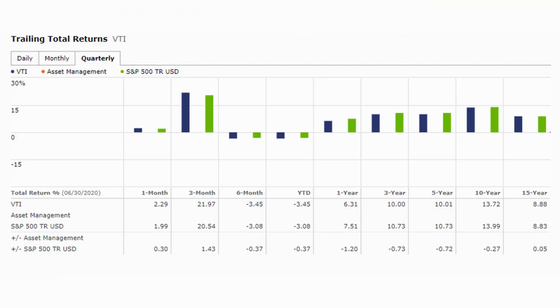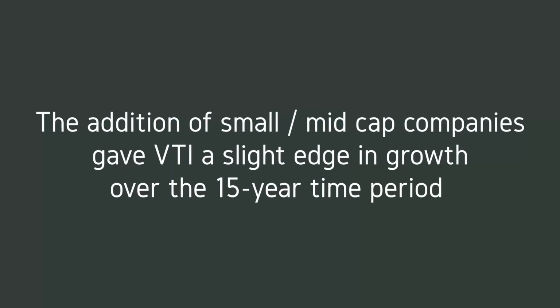S&P 500 index itself. The historical performance has been gathered by Morningstar, and the S&P 500 TR stands for total return, where dividends are reinvested back into the fund. The S&P 500 index outperforms VTI for 1, 3, 5, and 10 years, but at 15 years out, the average annual return of VTI is greater than the S&P 500. The addition of small and mid-cap companies gave VTI a slight edge in growth over the 15-year time period.